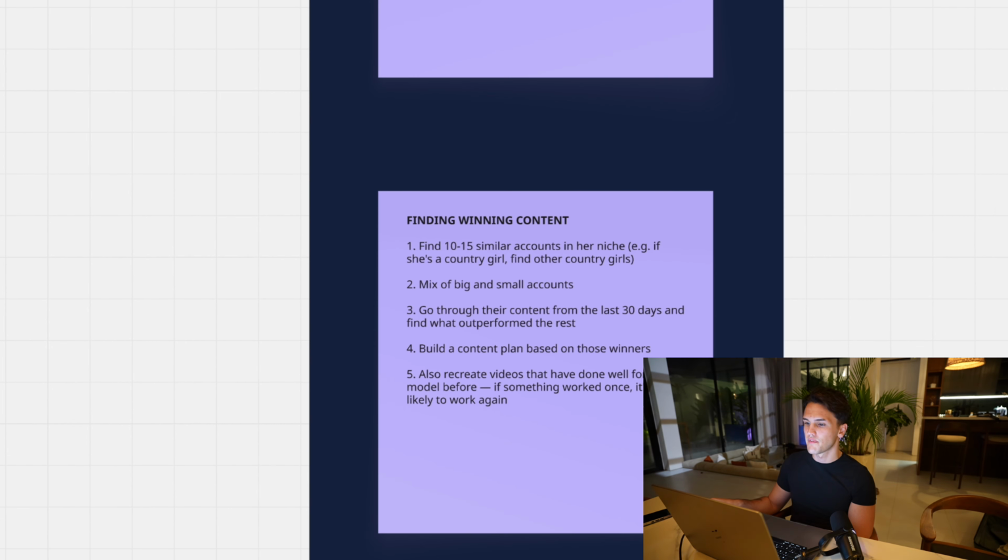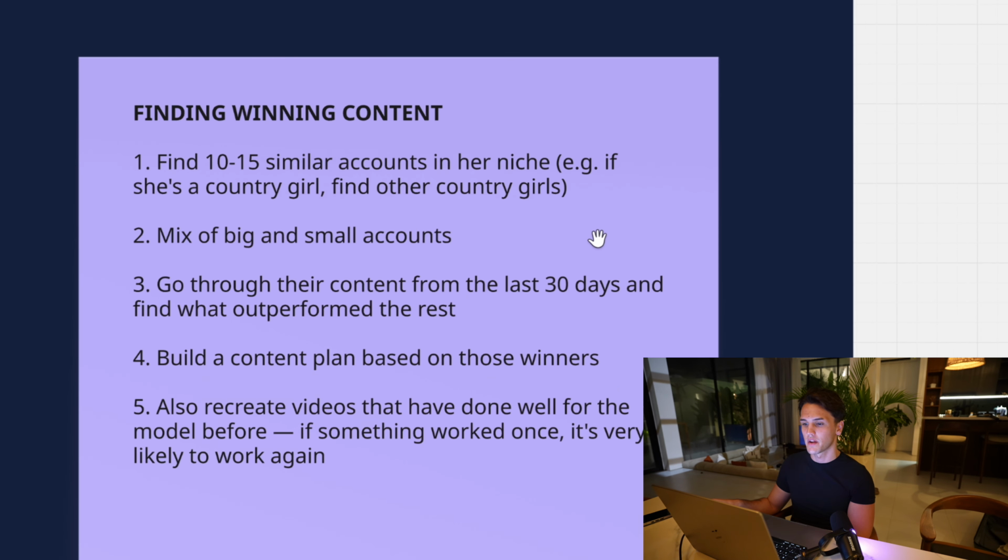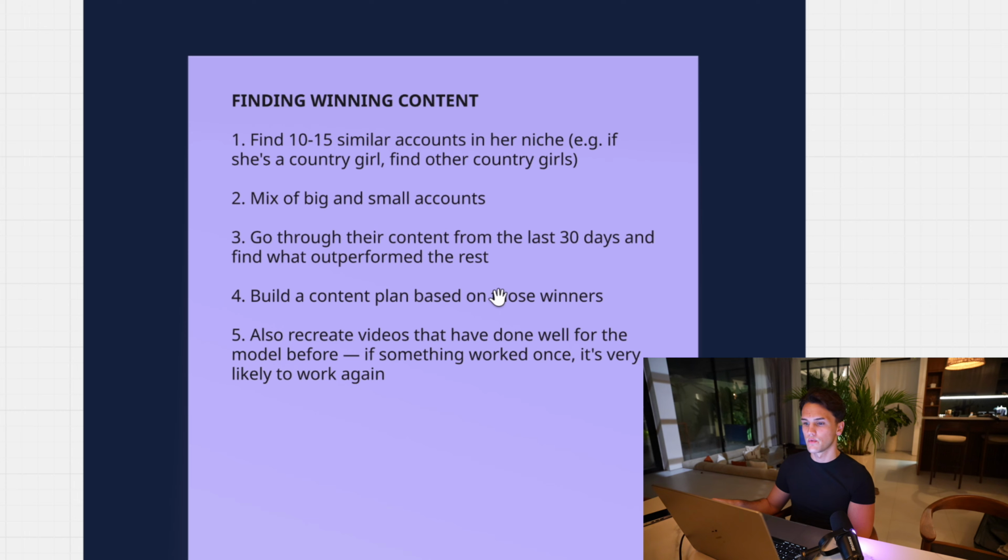So next is finding winning content. How can you actually find winning content for your creators to copy? Because this game is just copying, bro. You don't need to reinvent the wheel. You need to copy stuff and you need to change it up slightly based on your model, right? This is how we do it at our agency.